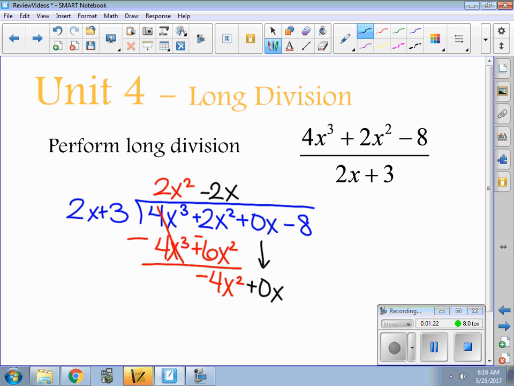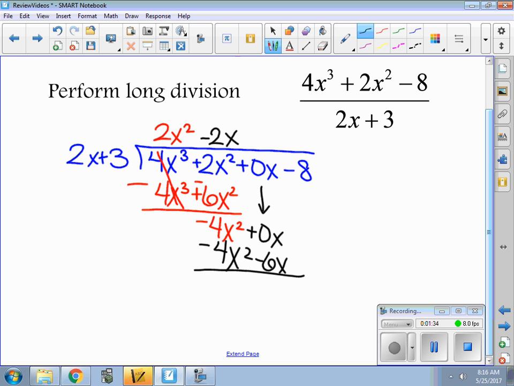And we're going to distribute that negative 2x to everything on the outside again. So negative 2x times 2x is negative 4x squared. We wanted those terms to match. And then negative 2x times 3 is negative 6x. Again, we're going to subtract, so every time the first term will cancel out. The second term, I'm going to be subtracting a negative, which means it's going to turn into a positive 6x.